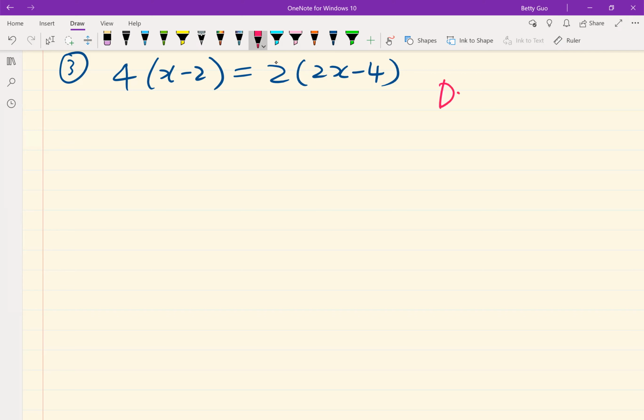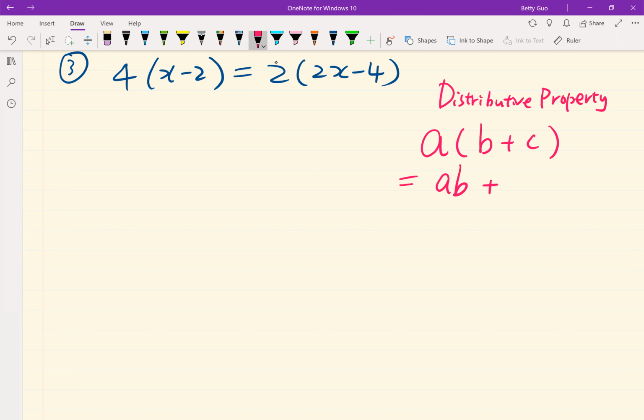We use the distributive property. The distributive property tells us if we have A as the coefficient of the parentheses, and inside the parentheses we have B plus C, then we can distribute to get rid of the parentheses. We use A times B plus A times C. That is the distributive property. Let's apply it to get rid of the parentheses on the left.